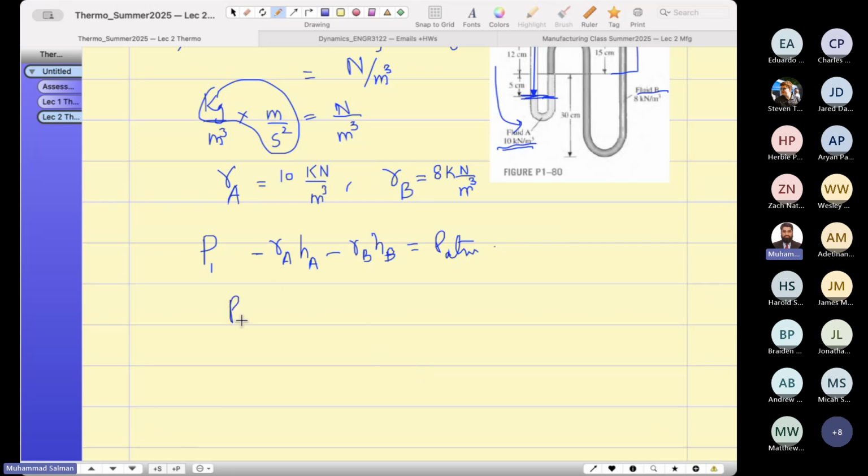So P1 equals P atmosphere plus rho A h A plus rho B... this is not rho, this is gamma. This is gamma. Gamma. I'm sorry, why am I not able to write it down correctly?